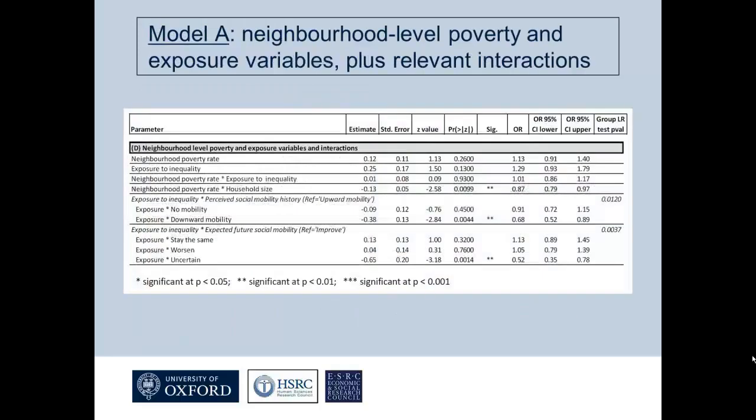So this is the close-up of the bottom section of that table we just looked at, which looks at neighbourhood level poverty and exposure variables plus any relevant interactions. And we can see here that there are some statistically significant effects of note. Firstly, there is a statistically significant interaction between neighbourhood poverty rate and household size, but perhaps more interestingly, there is a statistically significant interaction effect between exposure to socioeconomic inequality and perceived social mobility history, and exposure to inequality and expected future social mobility. And I'll take each of these last two interactions in turn and look at them graphically.